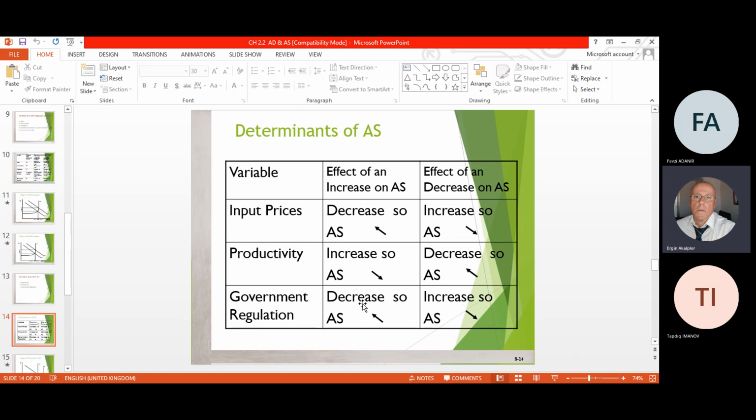And the government regulations, as I have mentioned to you about taxation or similar measures or activities from the government, if it is positively reflected, such as a tax law reduction, this will then cause some increase. And if it is negative, then this will cause a decrease in the aggregate supply.